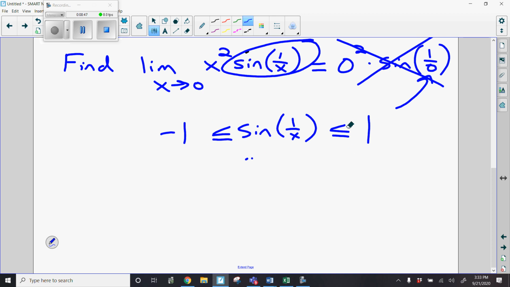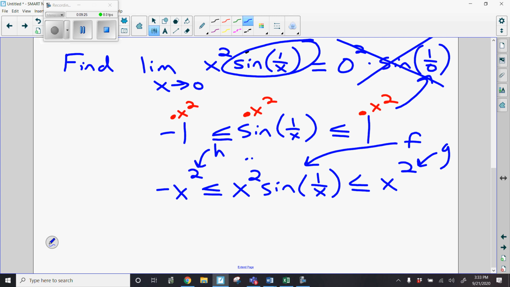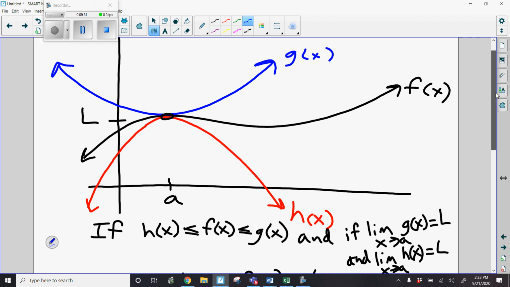So here's what I'm going to do. I'm going to multiply each part by x squared. And simplifying that down, here's what I get. I get -x squared is less than or equal to x squared sine of 1 over x, which is important because that's my function, which is less than or equal to x squared. So now this is like my f, this is like my h, and this is like my g in the picture above, right? H was the low one, G was the high one, F is the middle one.